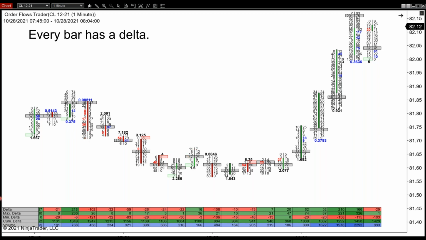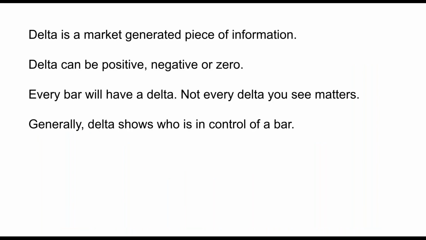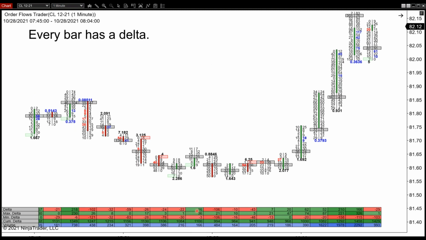So basically, like I said, every bar has a delta, okay? And delta is a market generated piece of information, right? Delta can be positive, negative, or it can be zero, right? You see here positive deltas, you see negative deltas. Now, there's another subset of delta. There's max delta and min delta, as well as cumulative delta. Cumulative delta is the running delta total for the day.